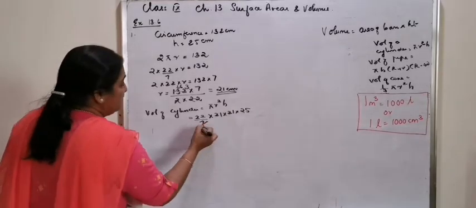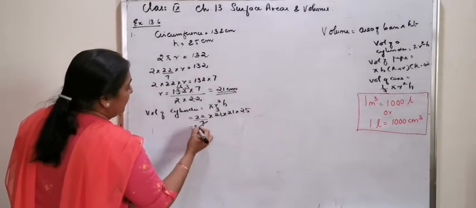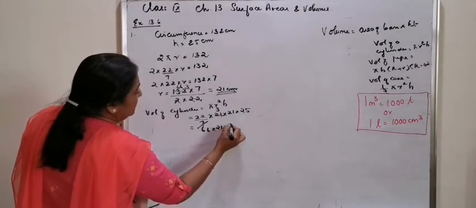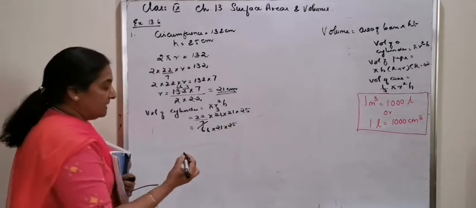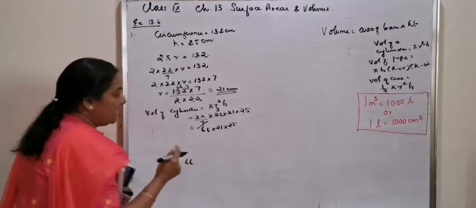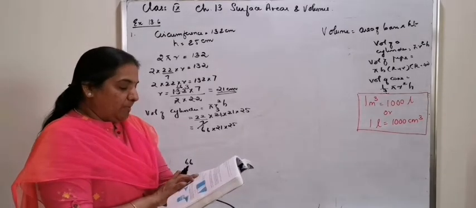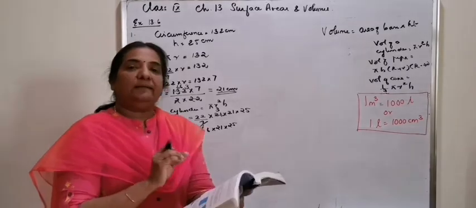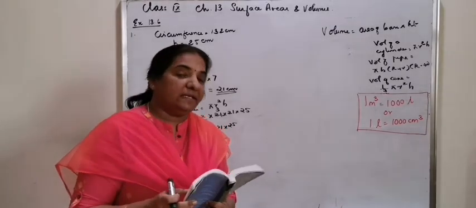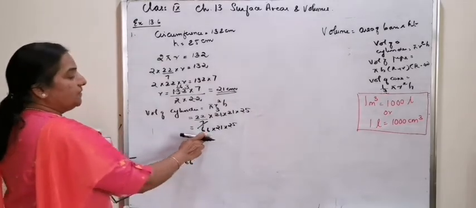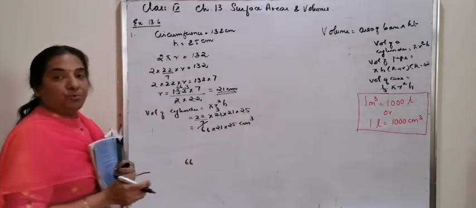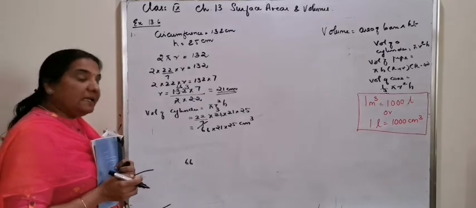What are the possible factors? 7 3s are 21, or 3 2s are 6: 66 into 21 into 25. You can multiply and get the answer. Now they wanted how many liters of water. That means 1 liter is 1000 centimeter cube. The answer you will be getting is in centimeter cube, but you want the answer in liters.